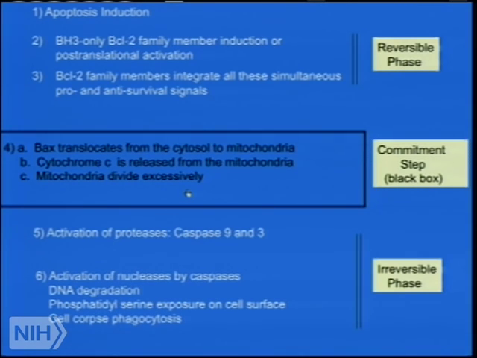So I think of this programmed cell death process as a reversible phase. We get a lot of signals, a commitment step, and then the irreversible phase. And a lot of things happen in the irreversible phase, like activation of proteases, activation of nucleases, disintegration of the whole cell in a very programmed, non-inflammatory way. But the decision point is when one of these BCL2 family members called BAX translocates from the cytosol to the mitochondria, causes release of cytochrome C from the mitochondria to the cytosol, and that activates caspases. And interestingly, at the same time, mitochondria divide excessively.